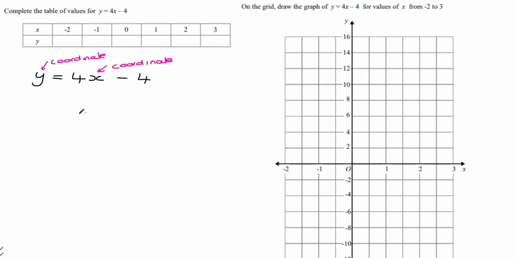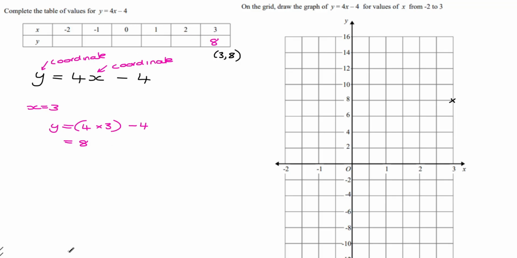So when x is equal to 3, always start with the positive end first. We're doing 4 times by 3. So I'm just substituting the value of 3 in place of the x. Take away 4. 4 times 3 is 12. 12 subtract 4 is 8. So when x is 3, y is equal to 8. And that's our first coordinate. When x is 3, y is 8. And you can plot that straight onto your graph. And we do the same for each value of x.